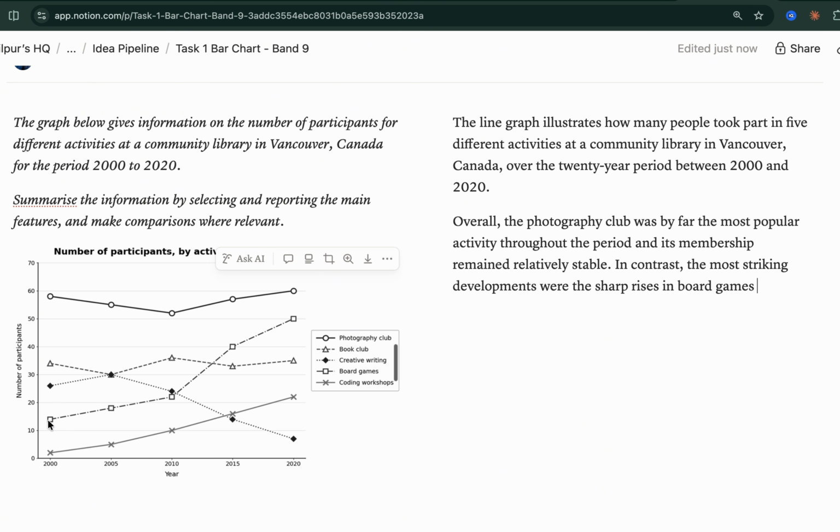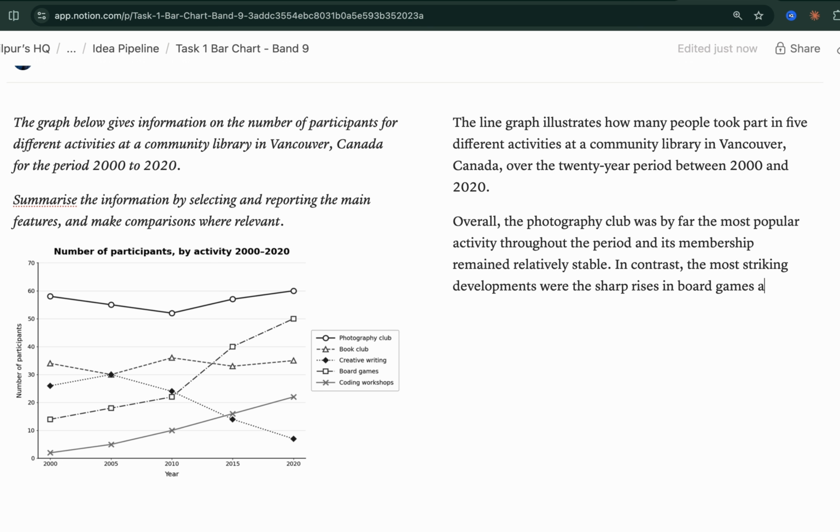Because board games started here in 2000, around 15 members. But look at the increase. That is worth mentioning. Always pay attention to these increases and decreases because these are solid pieces of information for your overall statement. And it ended up in the second place. That is something very, very important.